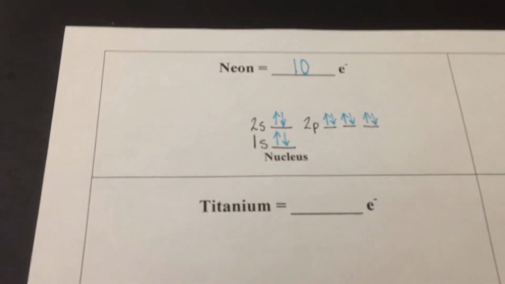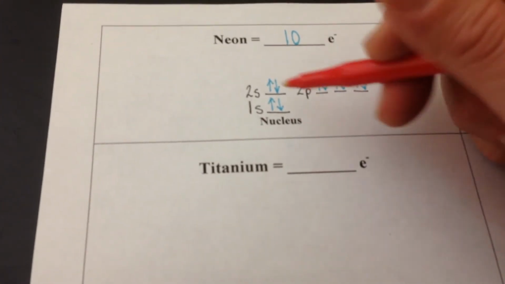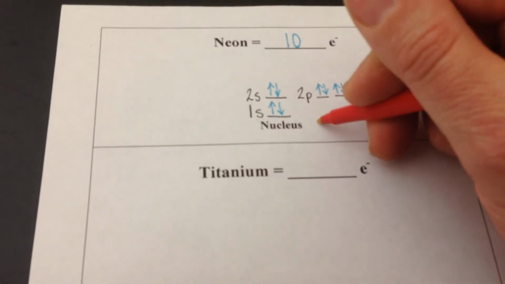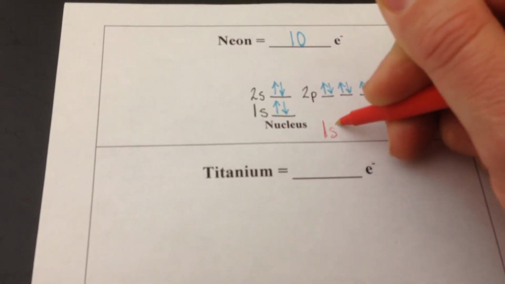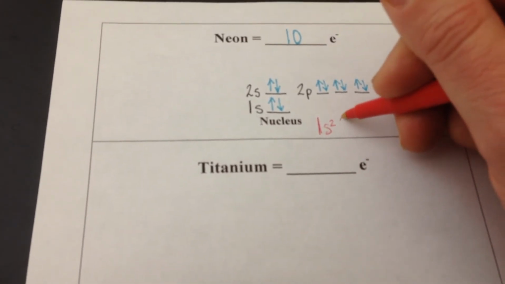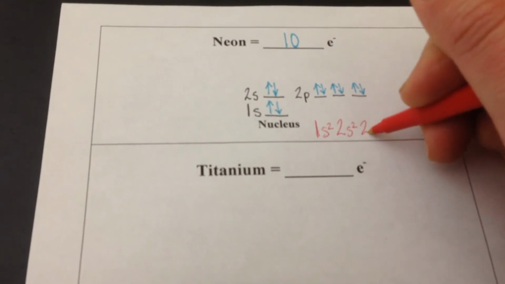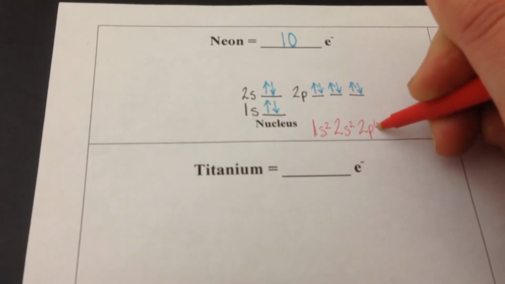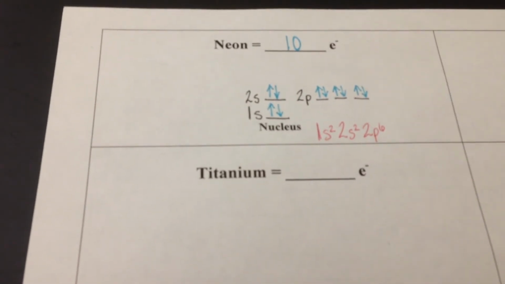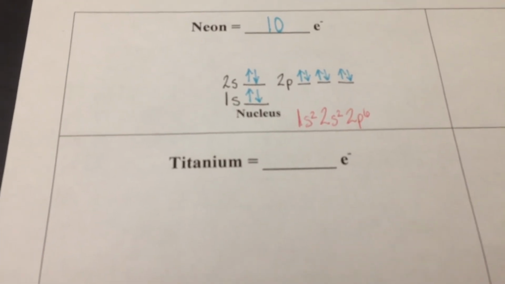Let's translate this now into our electron configuration notation. So we did the 1s orbital first, and according to Aufbau that is the lowest energy, so I write that first. Then I write in my next one, which is 2s2, and after 2s2 came 2p, which I'll write with a 6. And then this would be the electron configuration notation for neon.